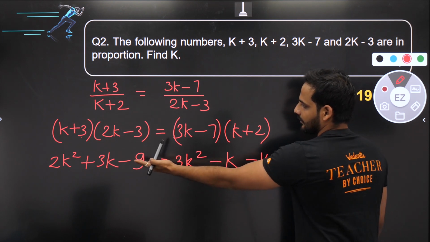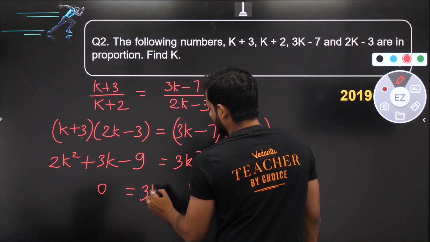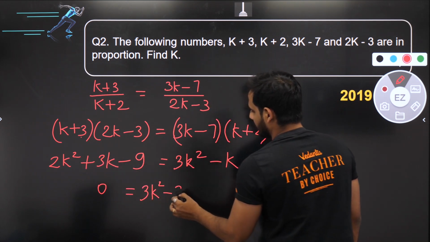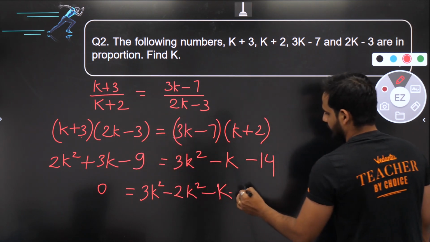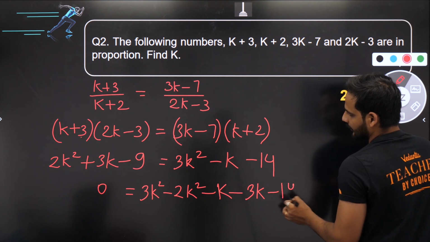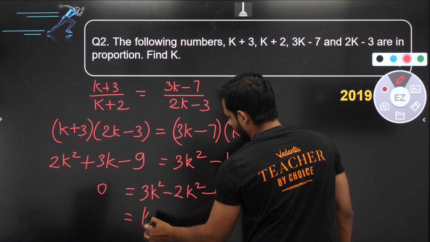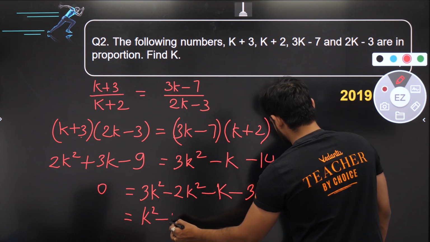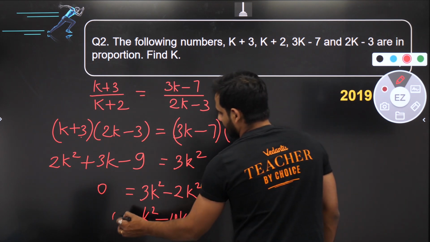Let's shift everything to this side. You will be getting 0 is equal to 3k square, this 2k square will give you minus 2k square. Minus k was already here. This plus 3k will give you minus 3k. And minus 14 is already here. This minus 9 will become plus 9. So you are left with the quadratic equation k square minus 4k minus 5 equal to 0.